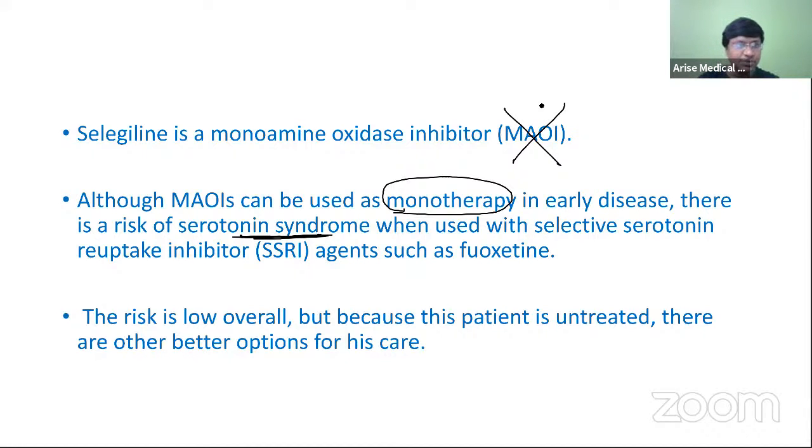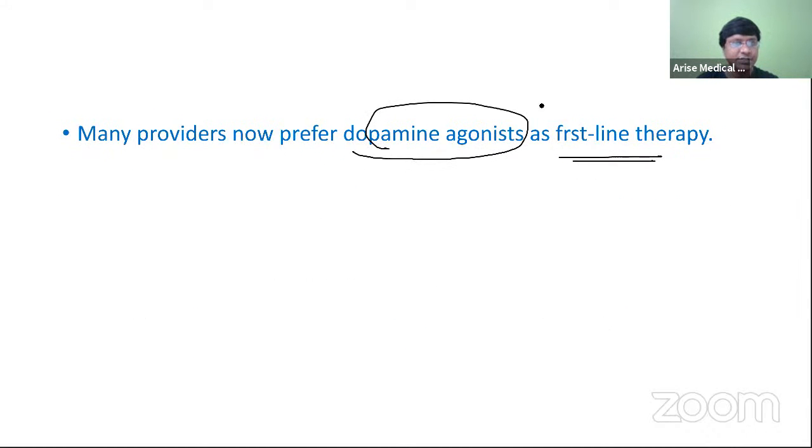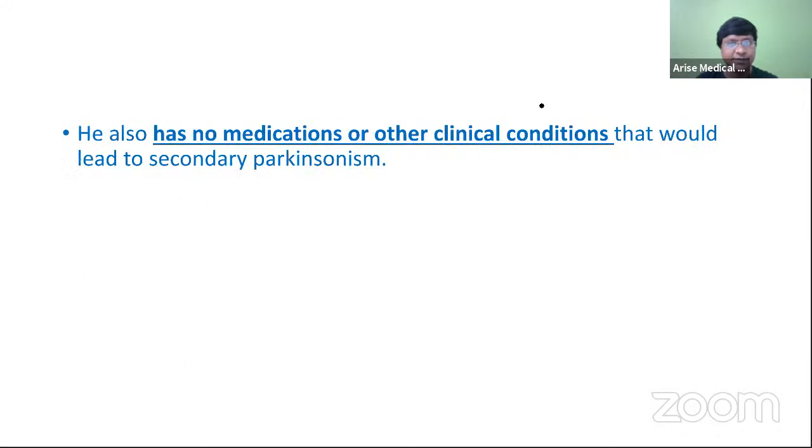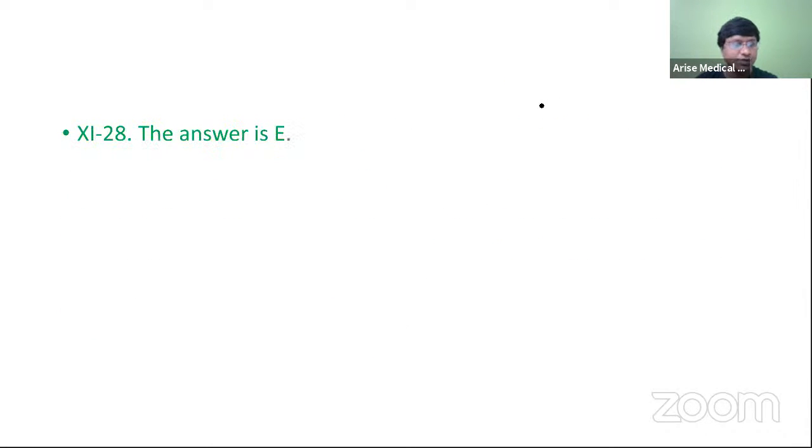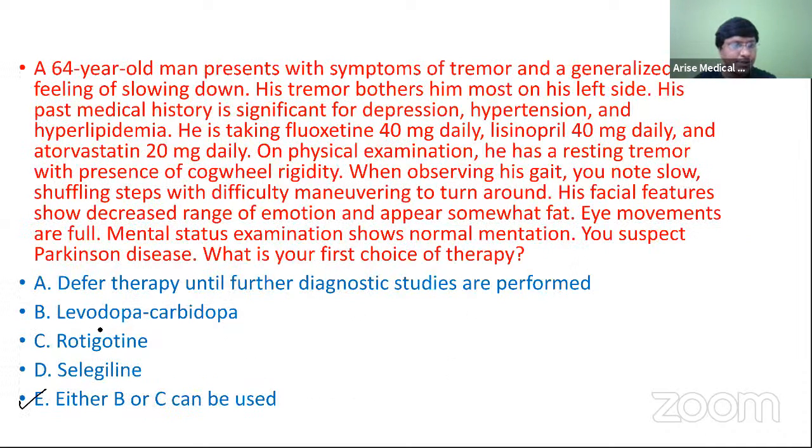Okay, so this is the answer for this particular question now. What is the answer? Either you can give levodopa carbidopa as a first choice. You can also give the dopamine agonist, that is rotigotine. What is selegiline? Selegiline is a monoamine oxidase inhibitor. This selegiline is not given as the monotherapy because of the risk of serotonin syndrome. So the answer is E. Either B or C can be used as a first choice therapy in Parkinsonism.